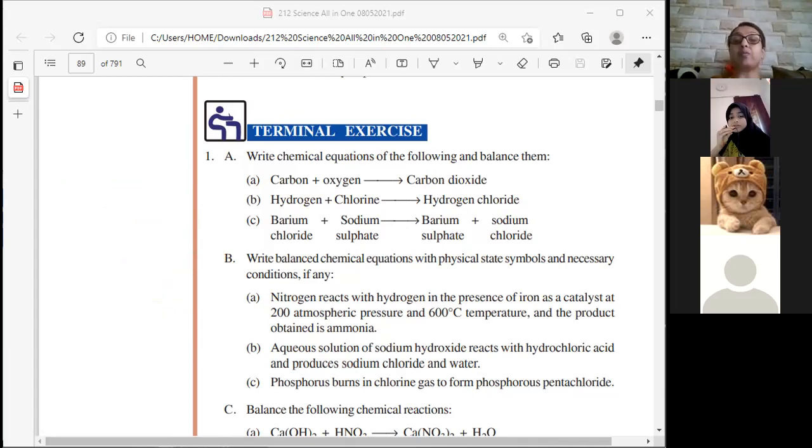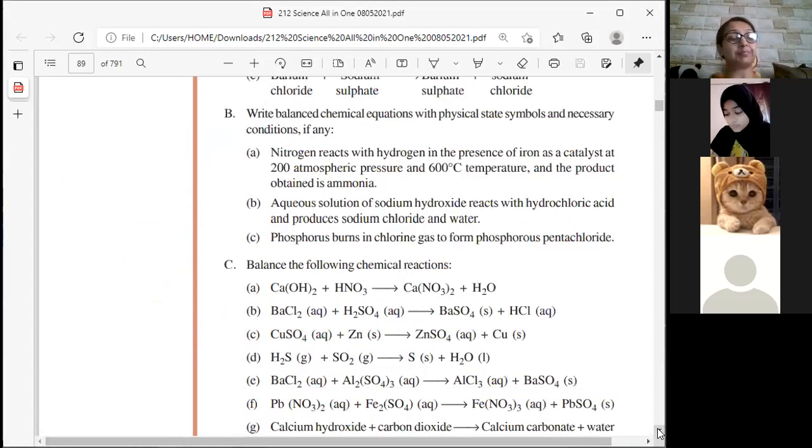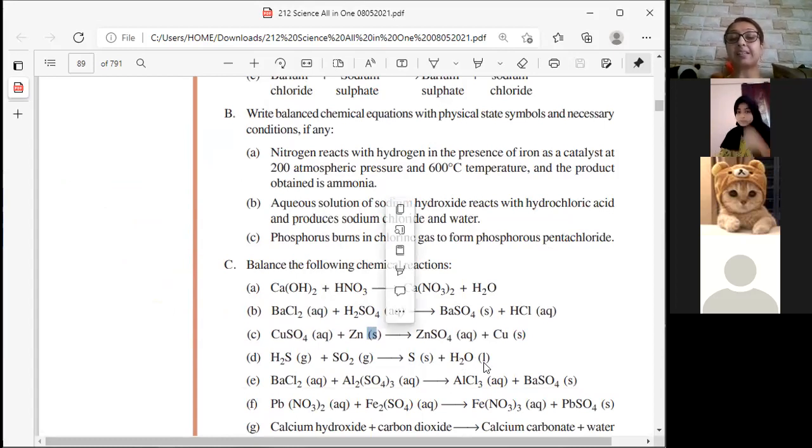Now look at the second question. Write balanced chemical equation with physical state symbols and necessary conditions, if any. What does this mean? What are we to write? Can you see this? AQ. Can you see this? S. AQ means dissolved in water, ma'am. Yes. And what is S? S is solid.